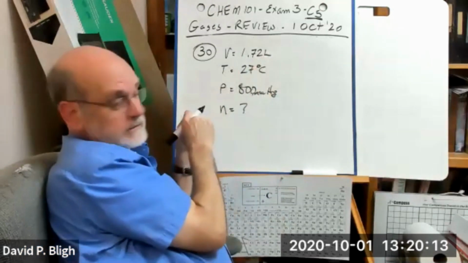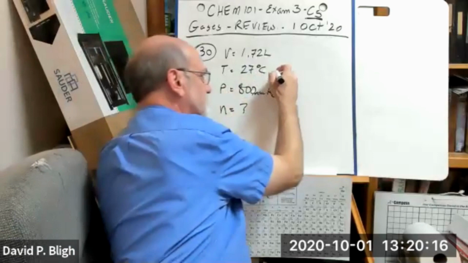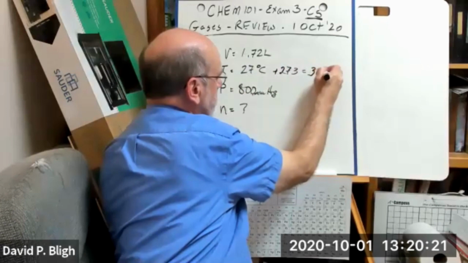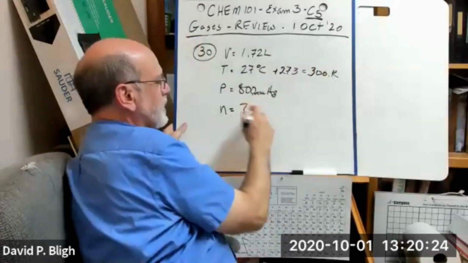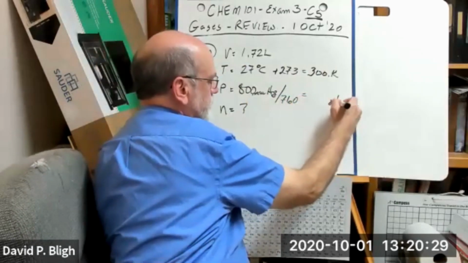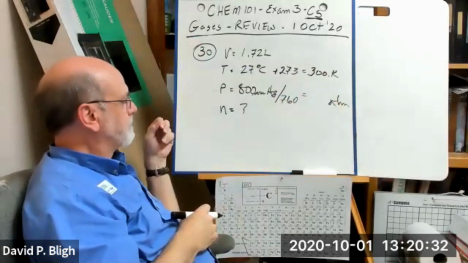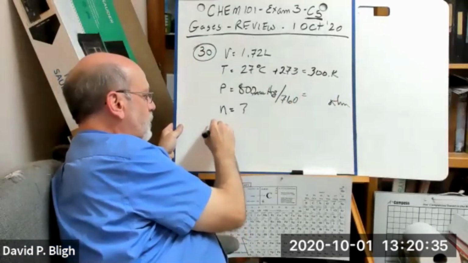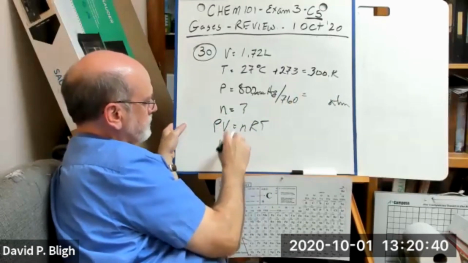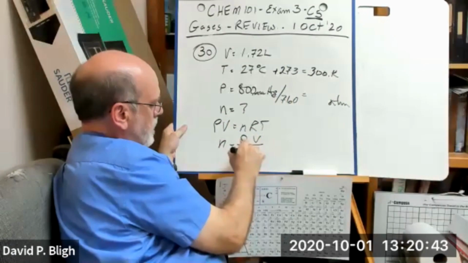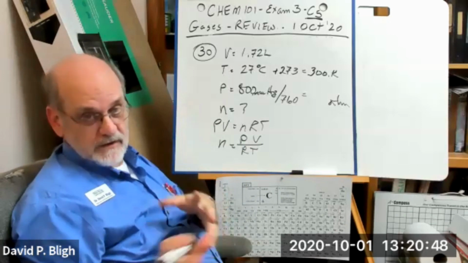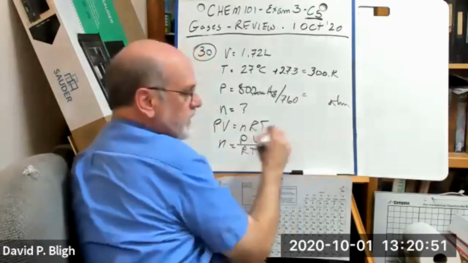So liters is correct. Degrees C, need to change that one. So that one looks like 300. 800 millimeters of mercury to give you atmospheres. Okay. And then you solve for moles. So PV equals nRT. Moles would be PV over RT. So the only one we don't have up there is R, right? And it's in useful information. But if you do it enough, you'll remember.